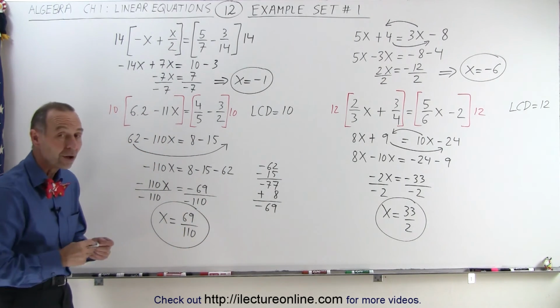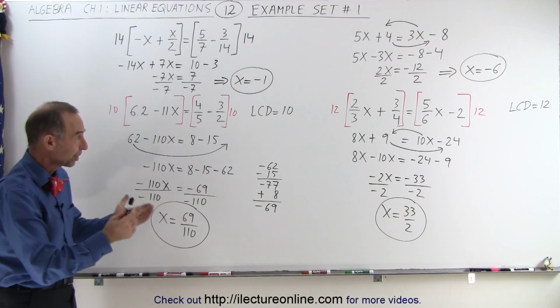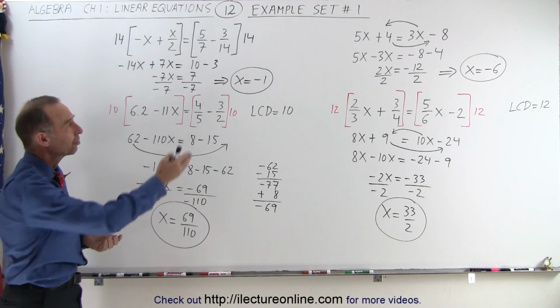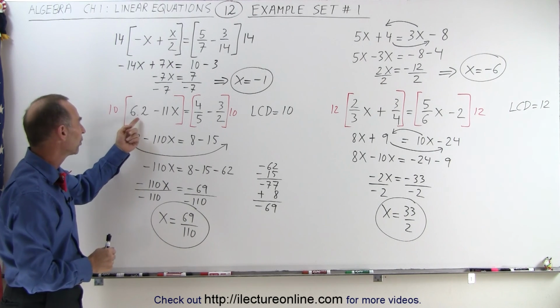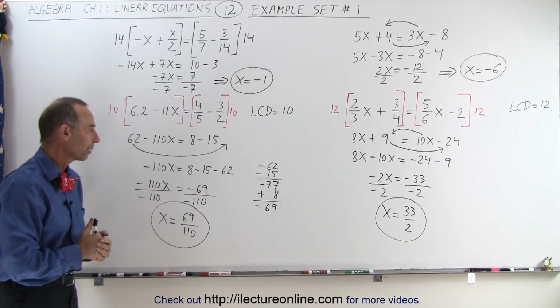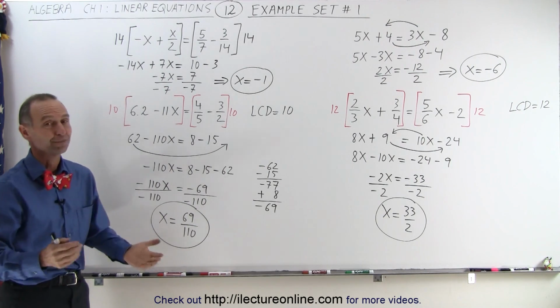And so that's how we solve these 4 examples. They're good examples. Notice we had a combination of having to find the lowest common denominator, and in this case, getting rid of both decimals and finding the lowest common denominator in combination. And that's how it's done.